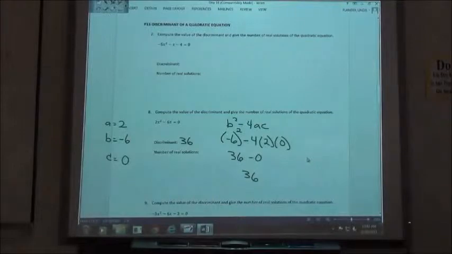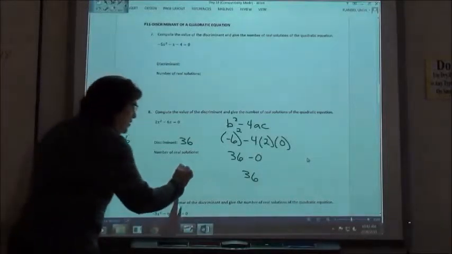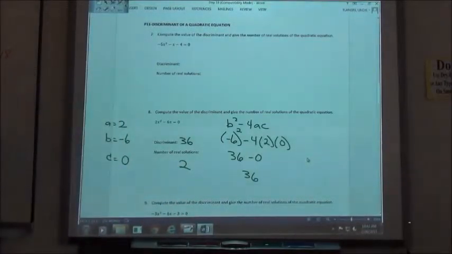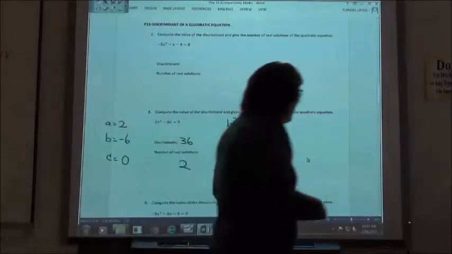How many real solutions am I going to have? I erased the board up there, but maybe you wrote that down. So you can have positive, negative, no solution. Oh, positive, you can have two solutions. You're going to have two because you're going to have plus or minus the square root of 36. So I'm going to have a plus 6 and a minus 6 because the square root of 36 is 6. So I'm going to have two separate answers, two real solutions.